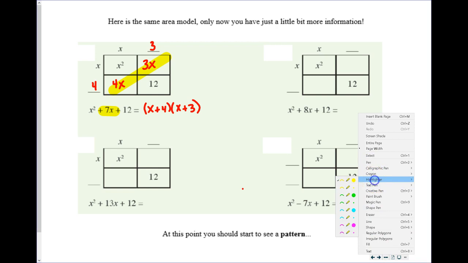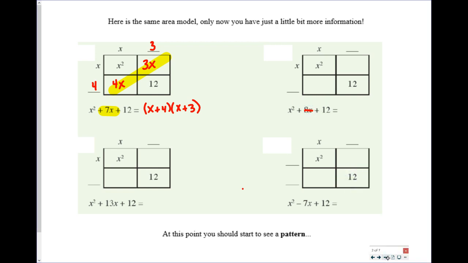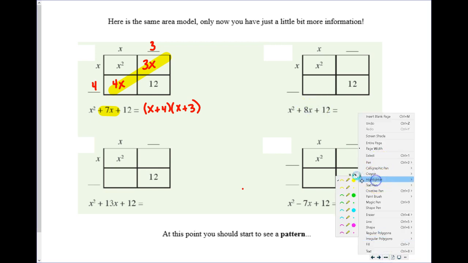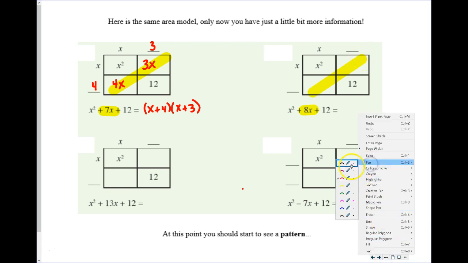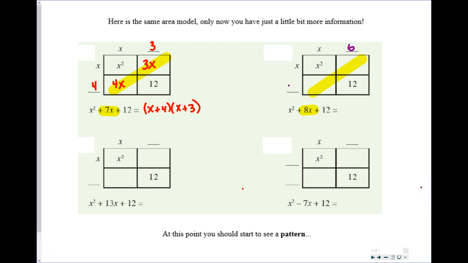How about the next one? The next one now says that I've got an 8 here. Oops, I tried to use the highlighter. I don't know why that didn't work. Let me erase that here. Okay, so now I've got this 8 here, and I have to pick two numbers that when I put them in here have to add up to 8, but also multiply to 12. So I'm thinking 6 and 2. 6 and 2 add up to 8, which is what I need here, but they also multiply to 12. So when I finish filling out this area model and get the top number and the side number, I get x plus 2 and x plus 6.